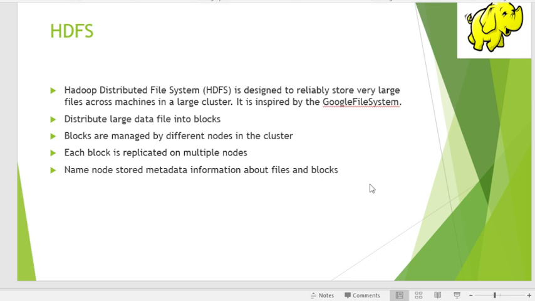It distributes the large data file into blocks. Blocks are managed by different nodes in a cluster. Each block is replicated on multiple nodes. The name node stores the metadata information about the files and blocks.